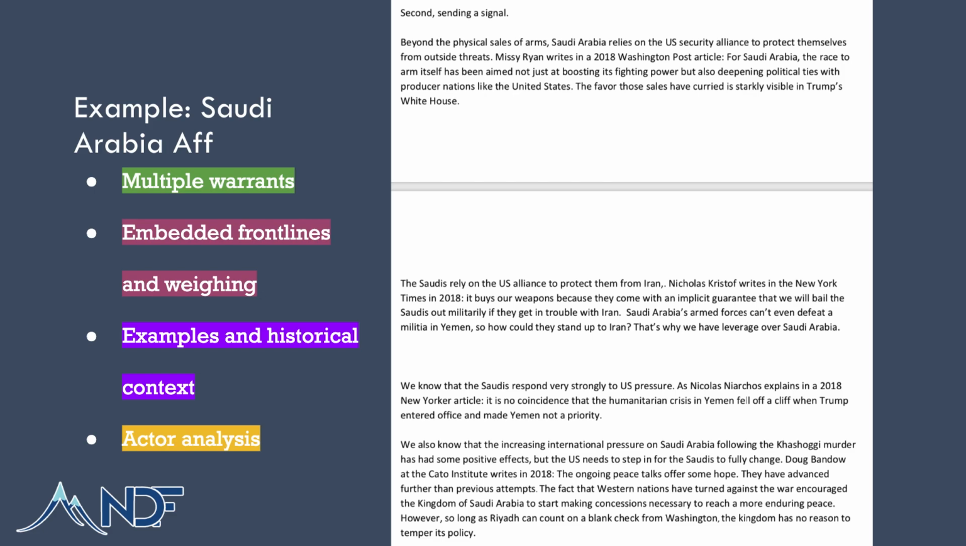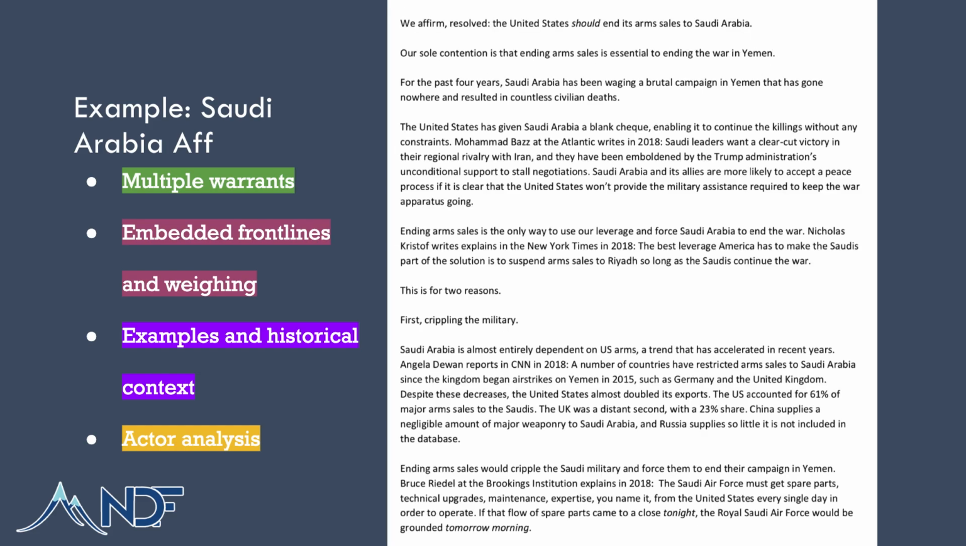Okay. So now I want to go through the case a little bit, and I want to go through some strategic elements. On the left side, I put up the things that we talked about, the ingredients, then add nuance and spikes. So I want someone to give me an example of each of these things in the case. So number one is multiple warrants. Where can we find an example of that? It should be a pretty easy one.